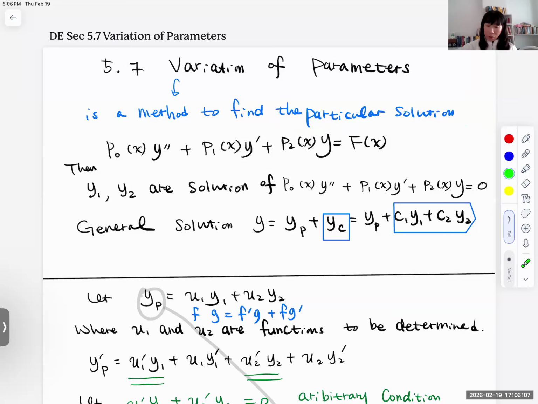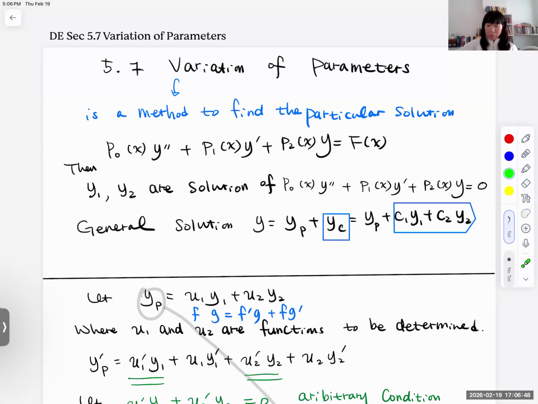All right, so we have P sub 0 of x, P sub 1 of x, and P sub 2 of x times y, right? So the second derivative for the first term, the first derivative for the second term, and just the y. And on the other side we have the non-homogeneous part. Can you see that here we have polynomials in terms of x? Previously we had constant coefficients, right?